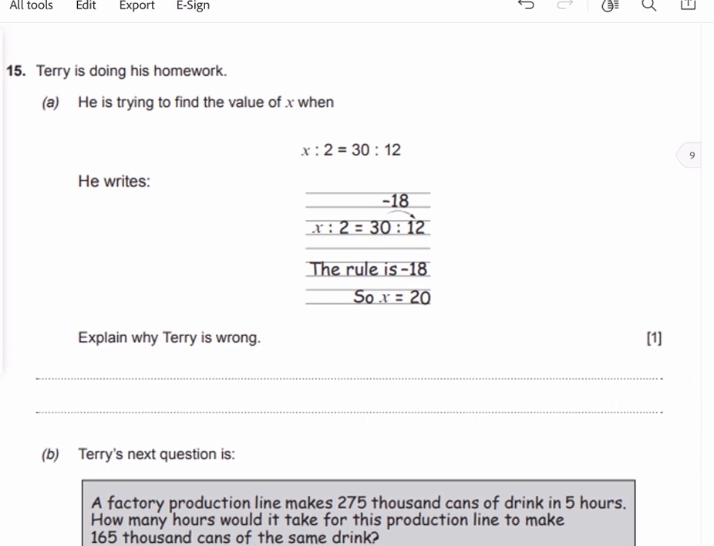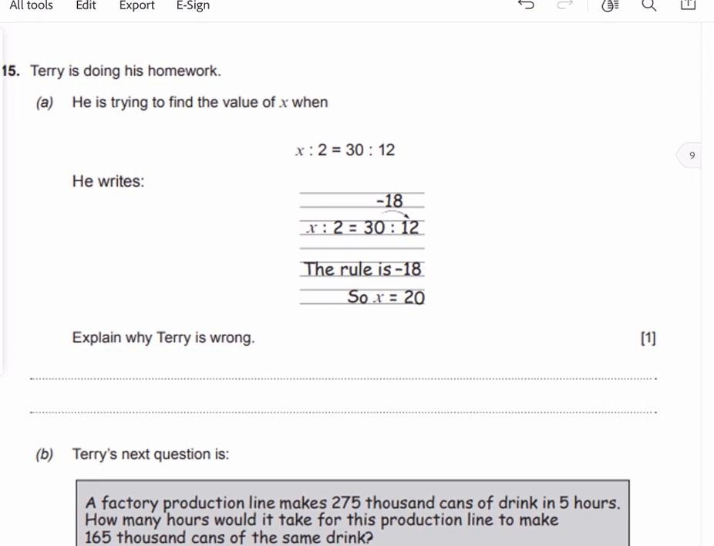Okay, next question. Terry is doing his homework. He's trying to find the value of x. x to 2 equals 30 to 12. And he writes minus 18. So he thinks the rule is minus 18.